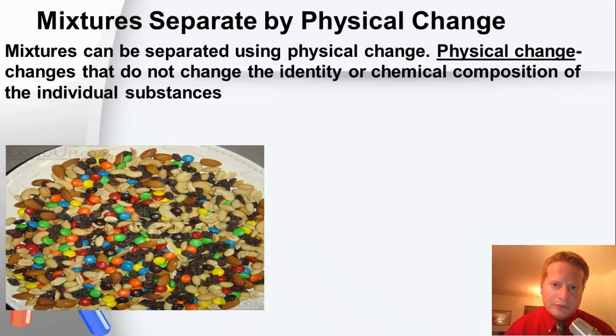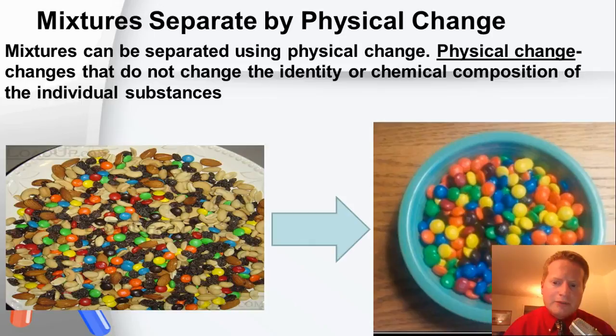So for example, if we have trail mix here, a physical change would be to simply pull the M&Ms out of the trail mix. We have now separated the M&Ms from it, and that's the simplest form of a physical change, really. The identity of the M&Ms has not changed. The chemical makeup of the M&Ms is still exactly what it was. We simply pulled them out of the mixture.